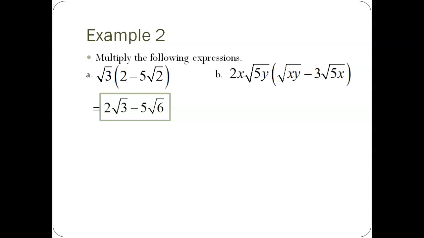And we'll do the same thing with our next term. So now I'm going to multiply the 2x and the negative 3 and the 5y and the 5x. So that's going to give me minus 6x times the square root of 25xy.